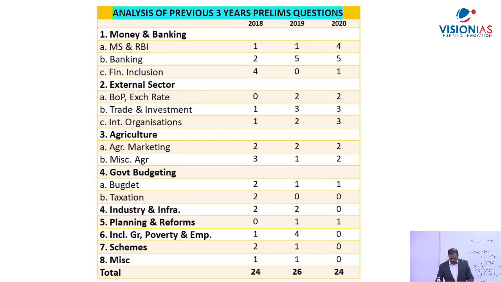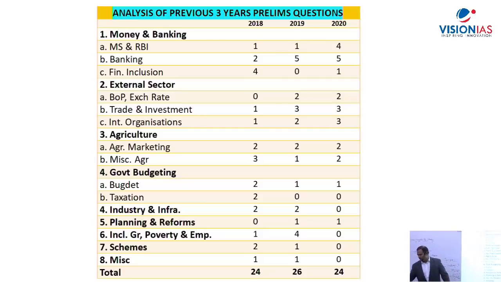The questions, you know, maximum questions are from money and banking. I have analyzed the questions of the last 3 years, and the trend is somewhat similar. This year, almost 10 questions were there from money and banking: money supply, RBI, banking, financial inclusion.